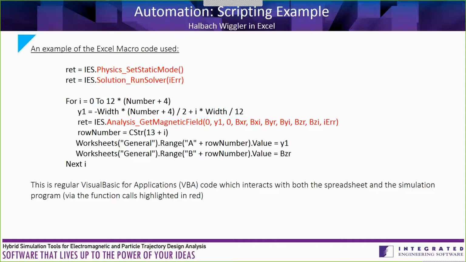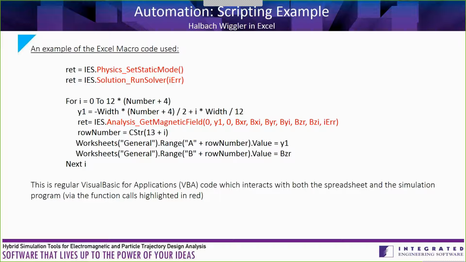So internally, it looks something like this. We've indicated the Excel macro code that's being run when you hit the run button, and the red part is simply our functions. So it's Visual Basic code that's used for writing macros within Excel, and the red is simply where you're invoking three things from our software, and only three things need to be invoked to get the results. Set it to static, run the solver, and then in a loop go through and get the field at points, and those are written back into the spreadsheet and a plot is created.